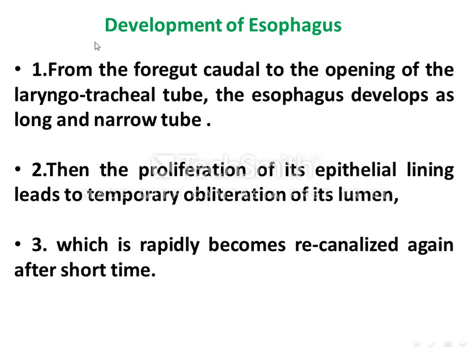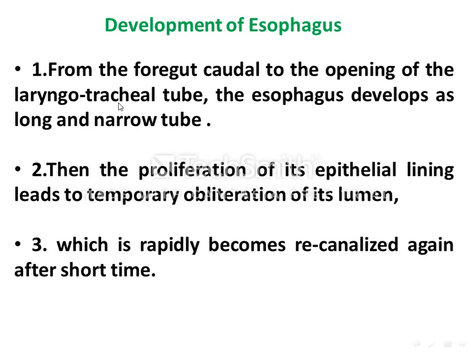Development of the esophagus. We have 3 stages for development of the esophagus. Number 1, from the foregut caudal to the opening of the laryngotracheal tube, the esophagus develops as a long and narrow tube. Then there is a proliferation of its epithelial lining, leading to temporary obliteration of its lumen. And the third stage is rapid recanalization of the esophagus again after a short time.